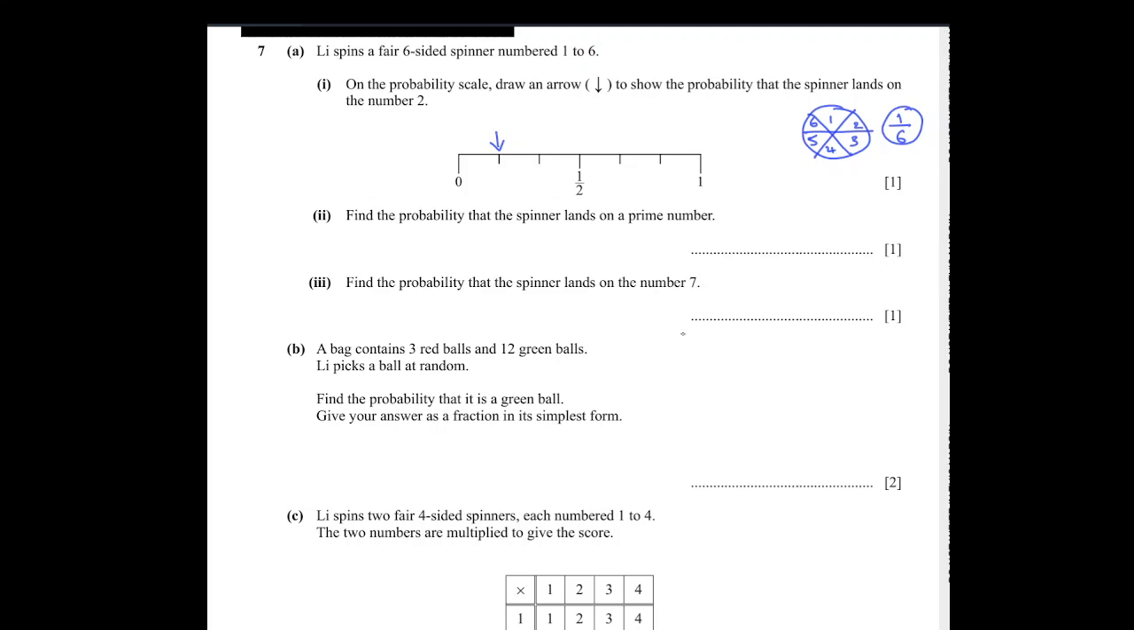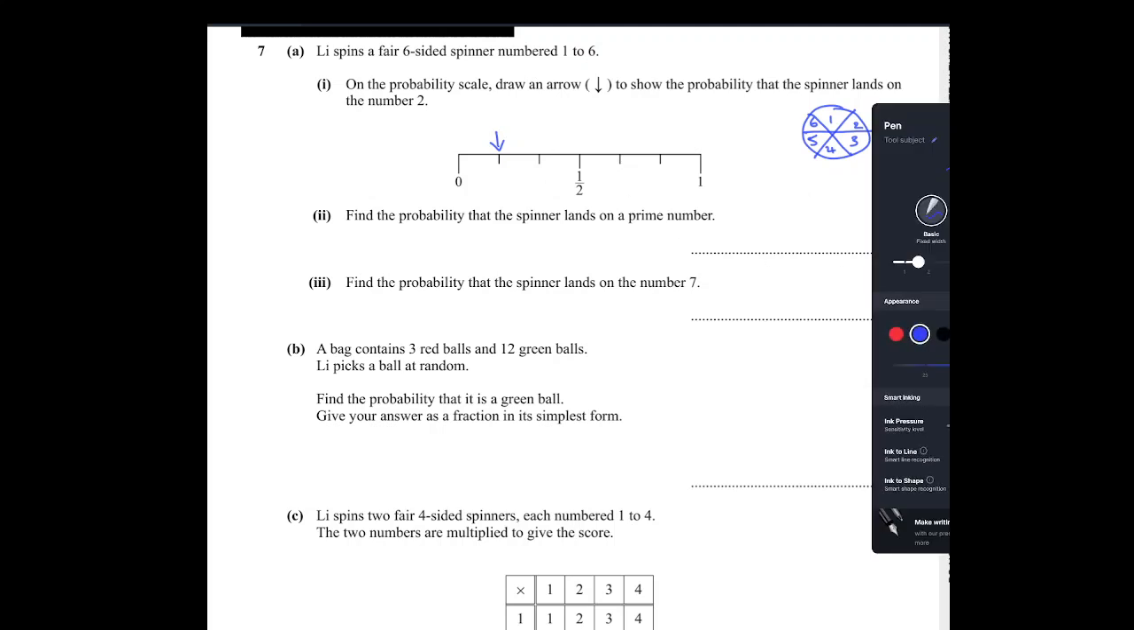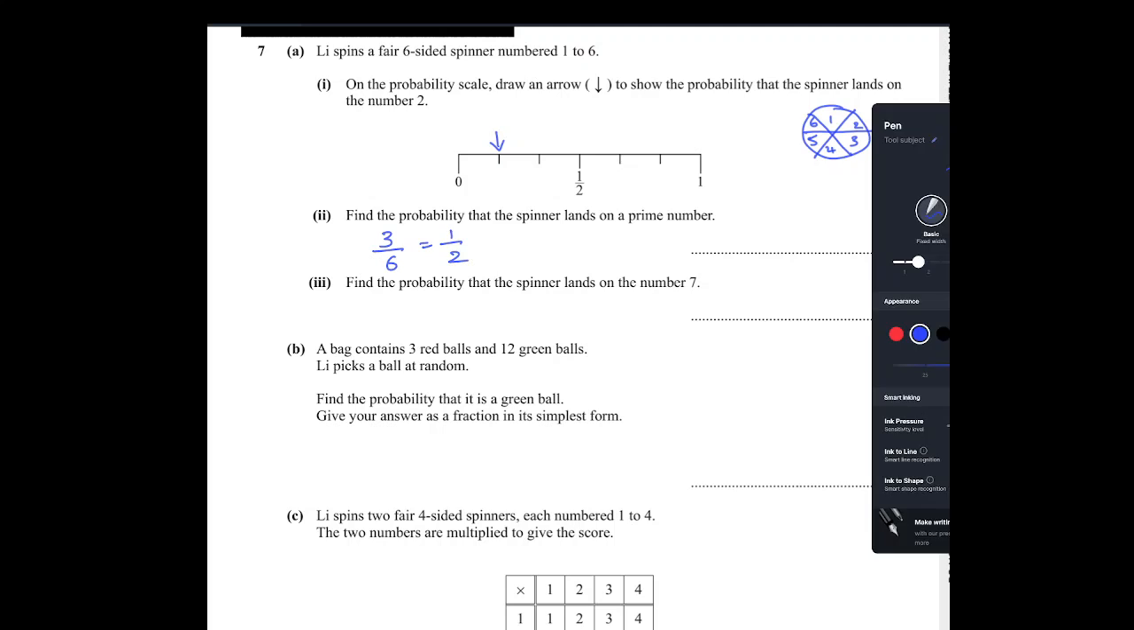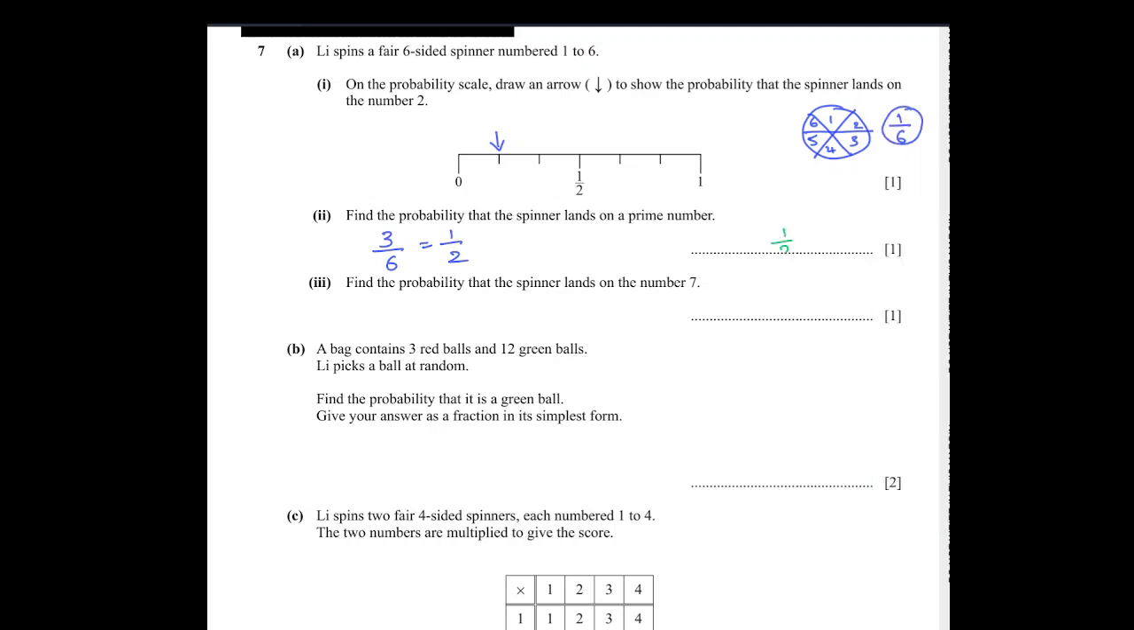Find the probability that the spinner lands on a prime number. Now what are the prime numbers in this? 2, 3, 5. 3 prime numbers. So 3 out of 6, that is half. Let me write here. 3 out of 6, which will be 1 by 2. So half. Find the probability that the spinner lands on the number 7. So is there a number 7 in the spinner? No. So it is 0.